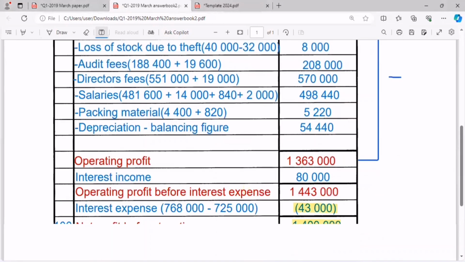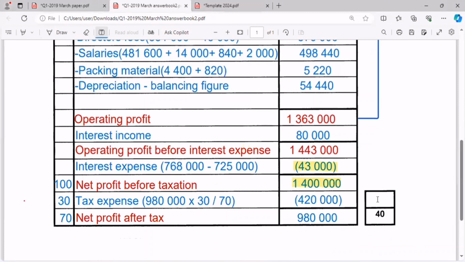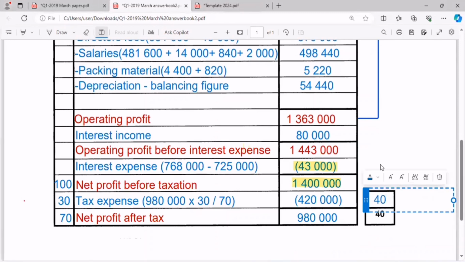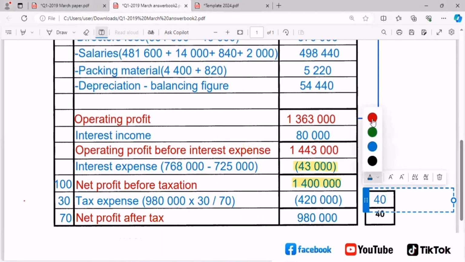So now we have earned ourselves 40 marks. So 40 out of 40. Guys, I hope this will really help you as you prepare for your common test.